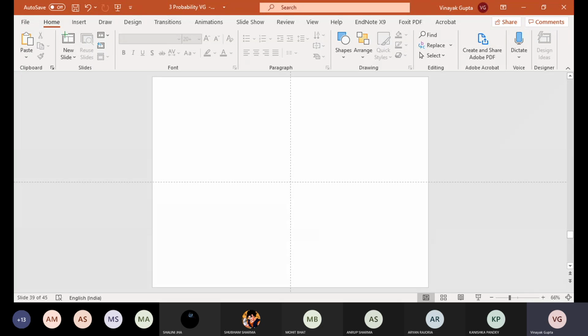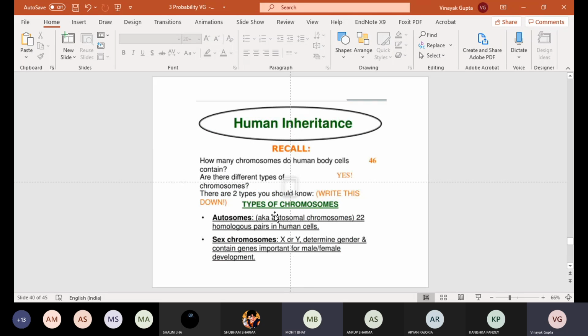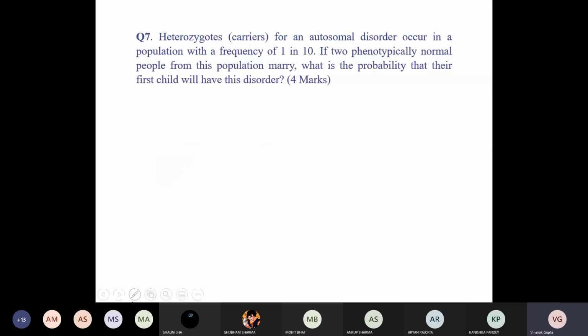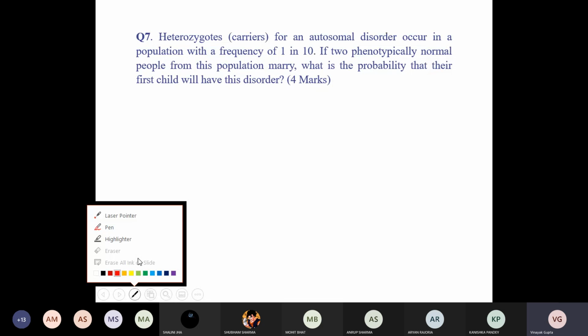Okay, let's go ahead with today's lecture. I have some more problems here with respect to probability. Sir, can you discuss the seventh one also? Yes. Okay, let's go ahead. Here we are saying heterozygotes, carriers for an autosomal disorder, occur in a population with a frequency of 1 in 10. That is the probability of a person to be heterozygous.